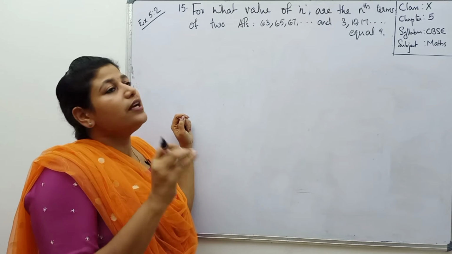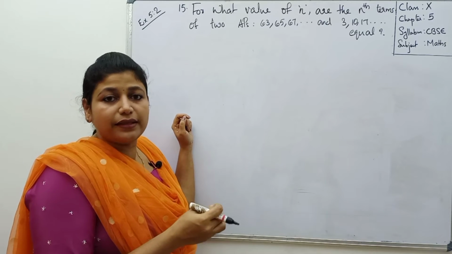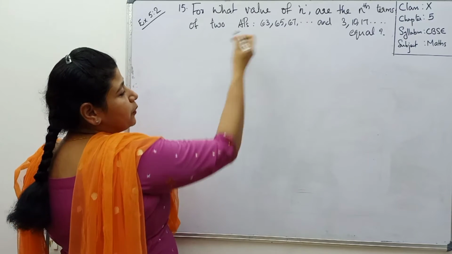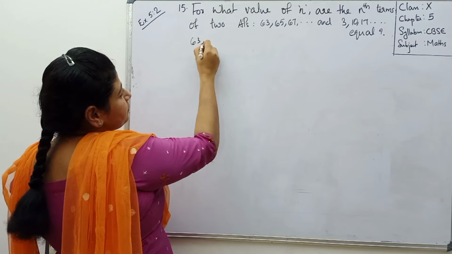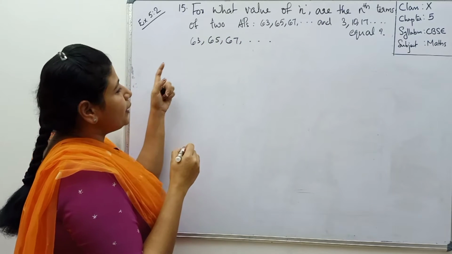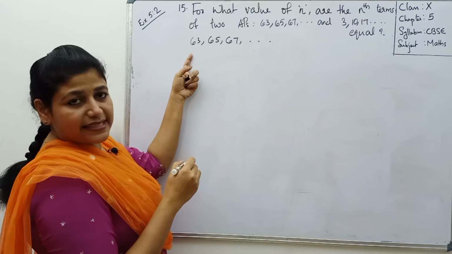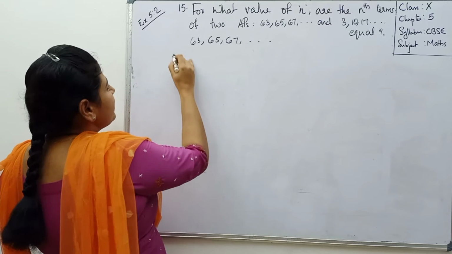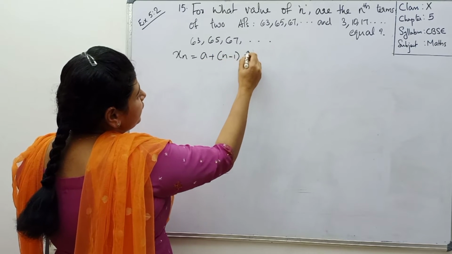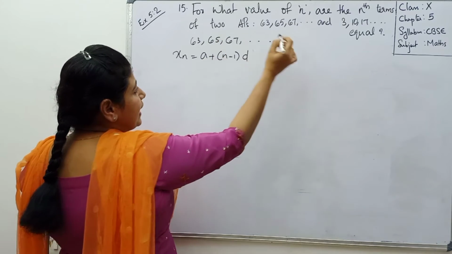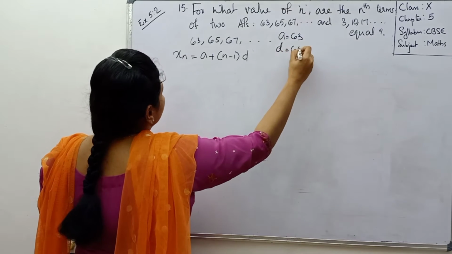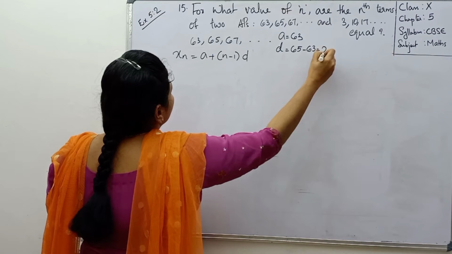We have studied about to find out the nth term, that means xn. Okay, so I am taking the first progression as 63, 65, 67, etc. So let us assume that xn is the nth term of this sequence. So we can write xn as a plus n minus 1 into d. In this case, a is 63 and common difference is 65 minus 63, which is equal to 2.